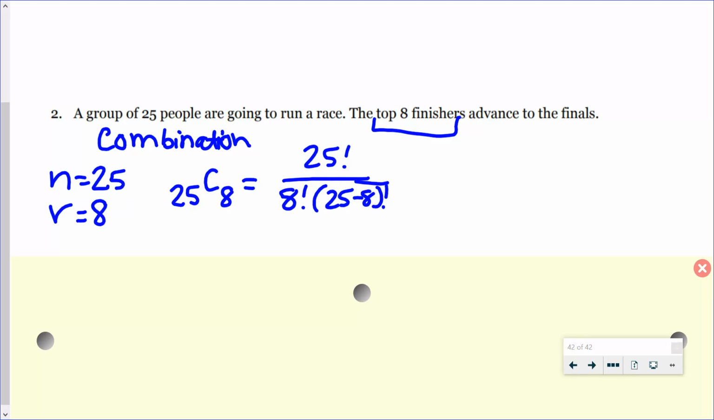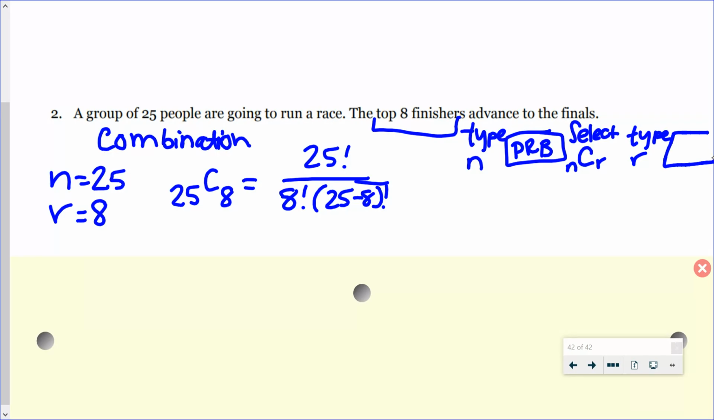Now, if you do this in your calculator, 25 factorial, you are going to get a massive, massive number. So instead of handwriting it out for these bigger pieces, we are going to use some functions in our calculator. So you are going to type your n value. Then you're going to click on that PRB. Then you're going to select the thing that says combination or nCr. You're going to type your r and you're going to click enter and it will solve it for you. Okay?